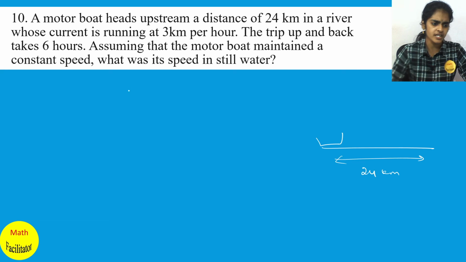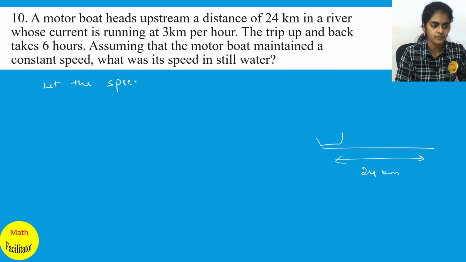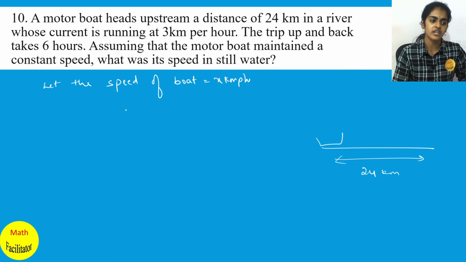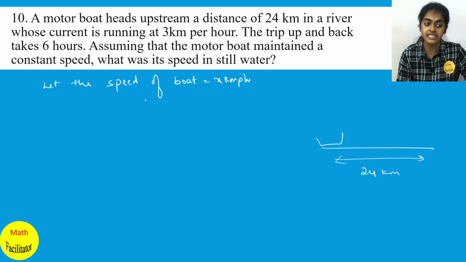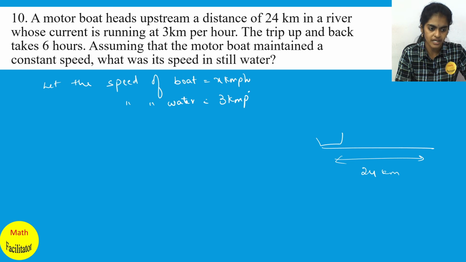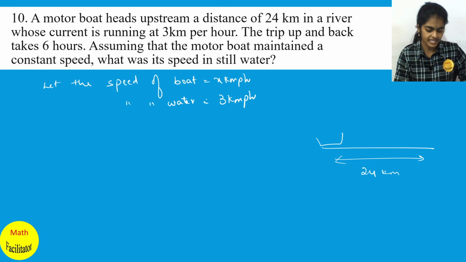Okay, upstream means, if I take the speed of the boat as x kilometer per hour. So if it is going upstream, now here in the second line they gave you whose current is running 3 kilometer per hour. So speed of water, current is nothing but speed of water. Speed of water is 3 kilometer per hour. Now speed of boat is x kilometer per hour, speed of water is 3 kilometer per hour.